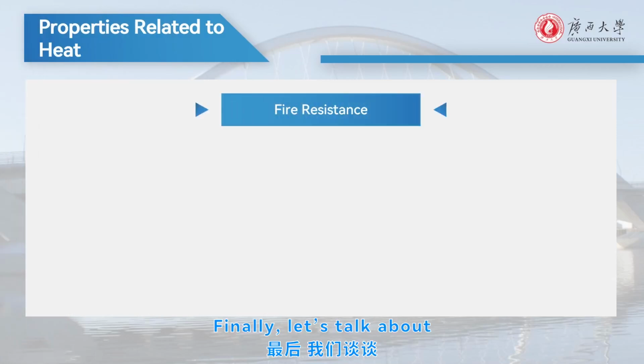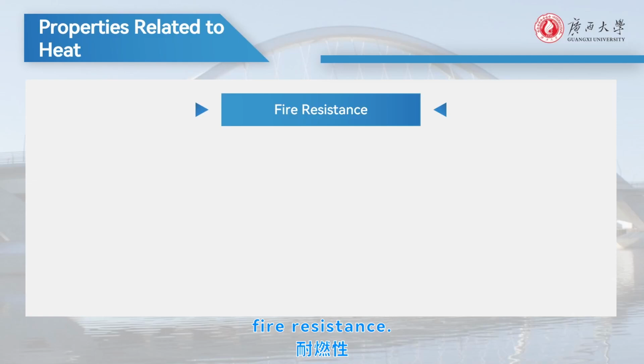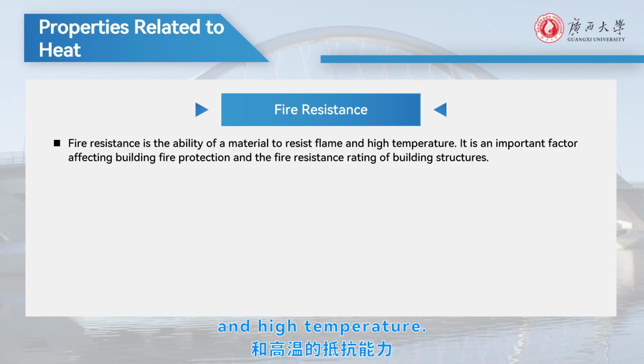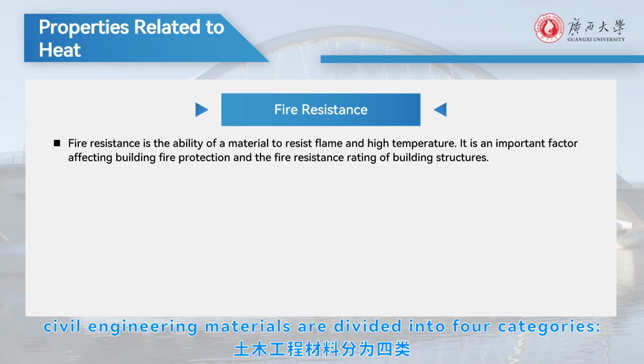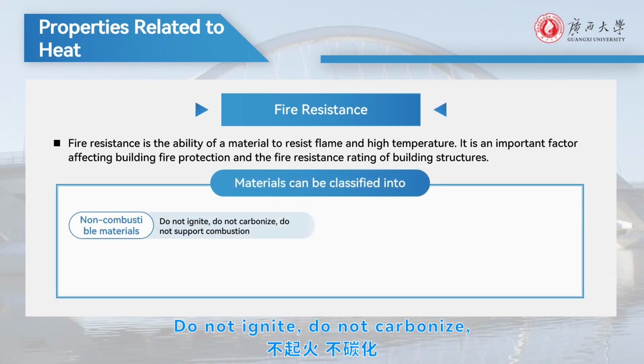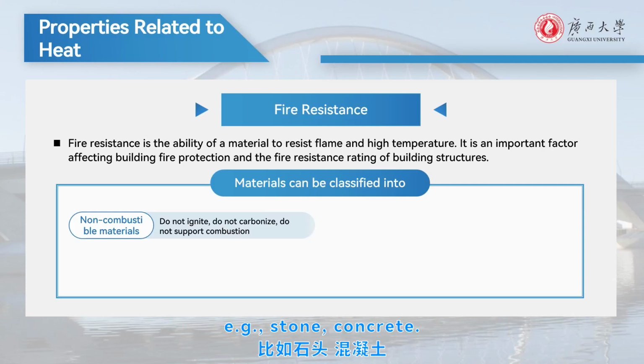Finally, let's talk about a property closely related to safety, fire resistance. It refers to the ability of a material to resist flame and high temperature. According to fire resistance, civil engineering materials are divided into 4 categories. 1. Non-combustible materials. Do not ignite, do not carbonize, do not support combustion. Remain unchanged no matter how heated, for example, stone, concrete.